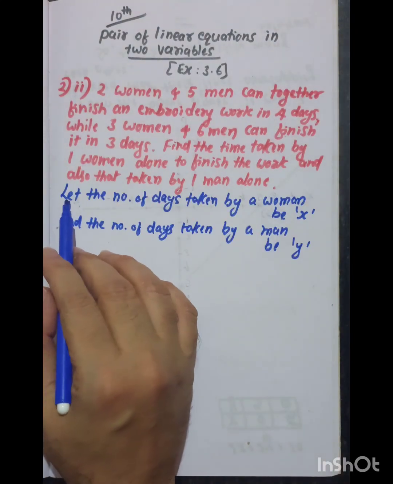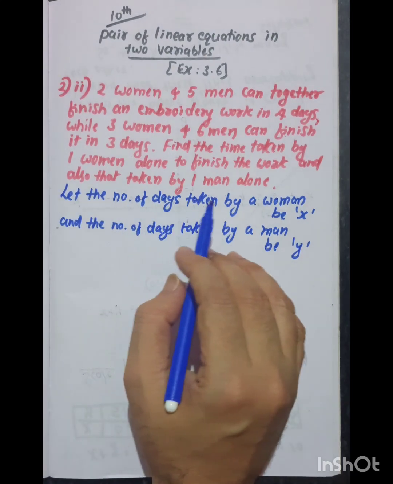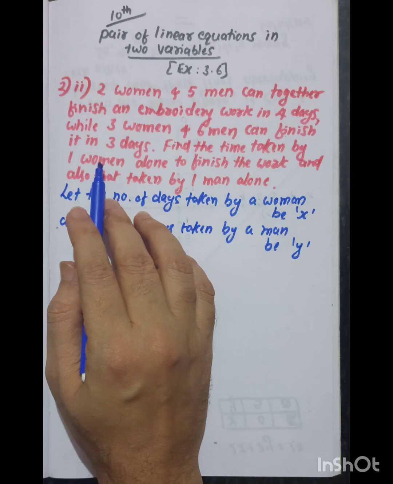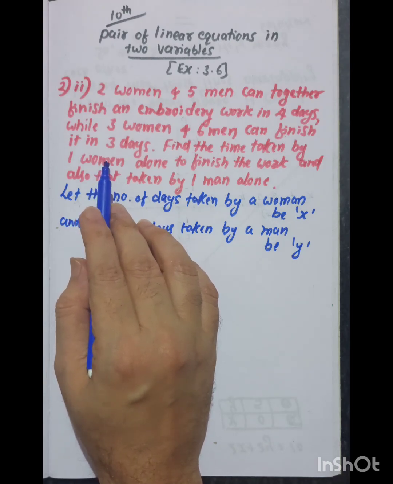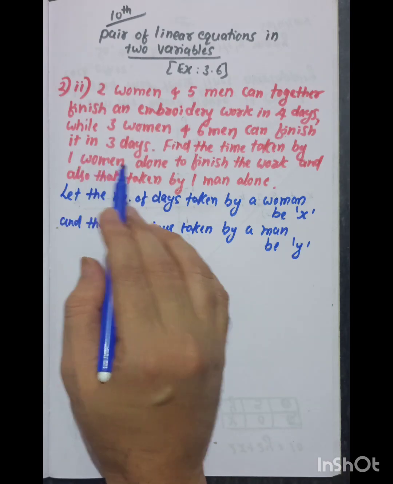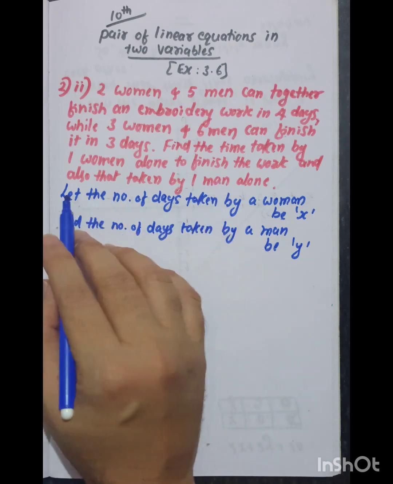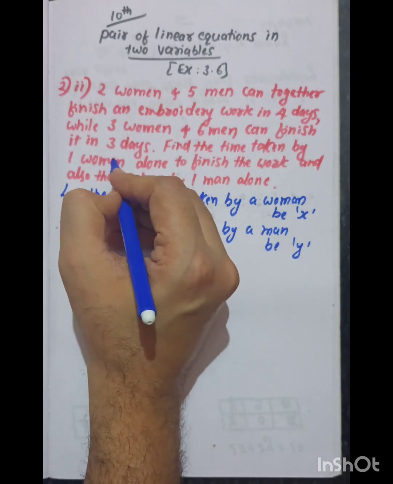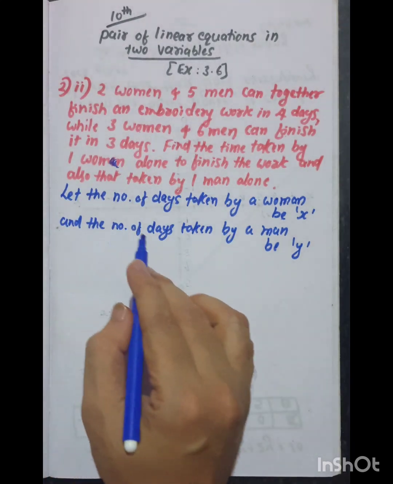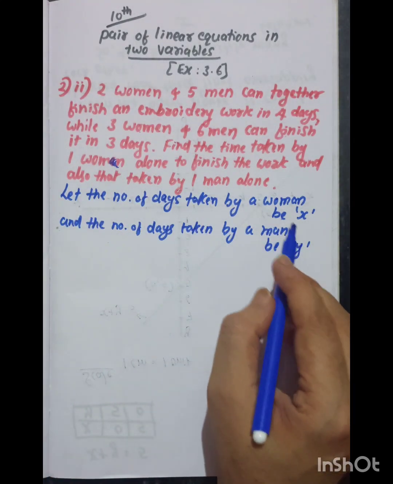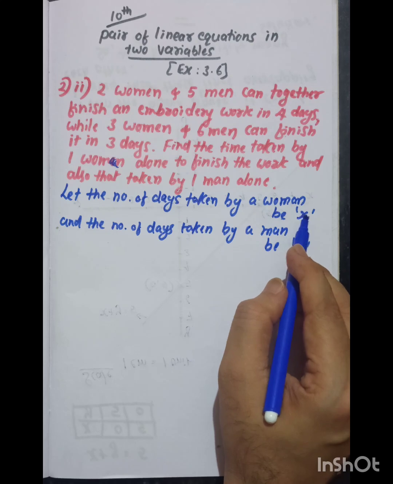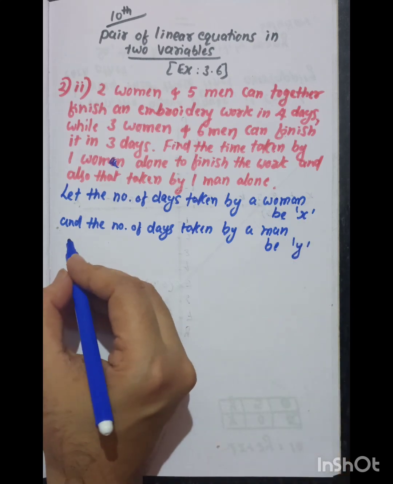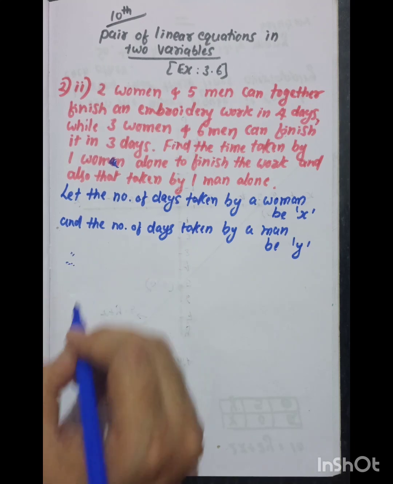So let the number of days taken by a woman be x. It is asked at the final of the problem how many days are taken by 1 woman and 1 man. So let the number of days taken by a woman be x and the number of days taken by a man be y. So the number of days taken by 1 woman is x and by a man is y.